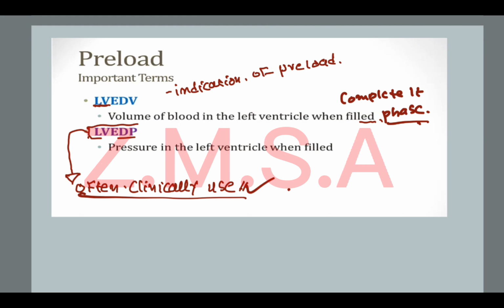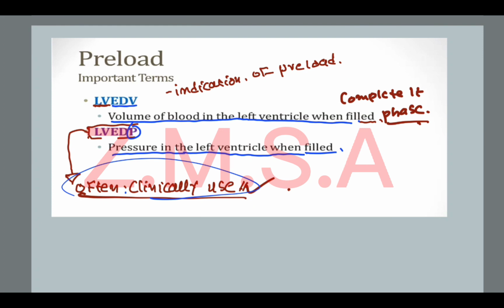Next, two more important terms regarding preload. One is left ventricular end-systolic volume. Left ventricular end-diastolic volume is the volume of blood in the left ventricle when the heart has completed the filling phase, and it is harder to measure as compared to left ventricular end-diastolic pressure. So left ventricular end-diastolic pressure is the pressure in the left ventricle when the heart has completed the filling phase, and it is more used clinically.